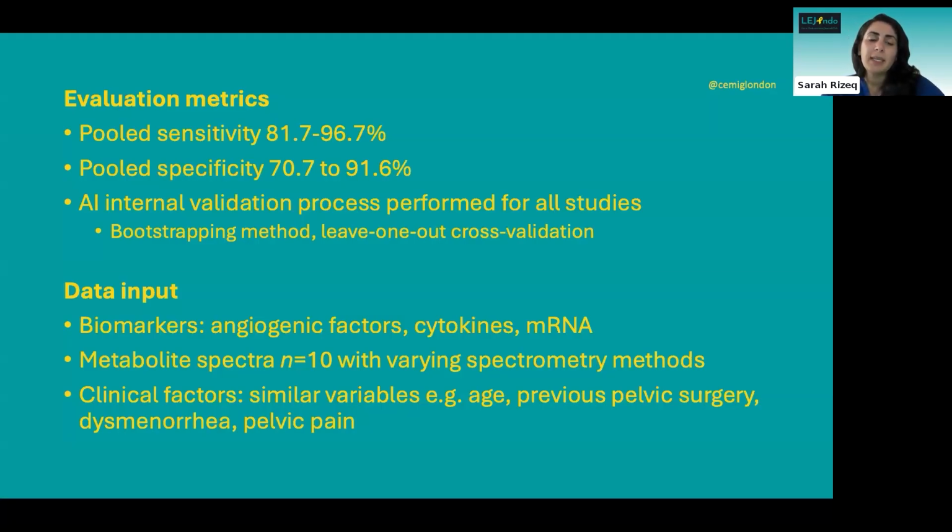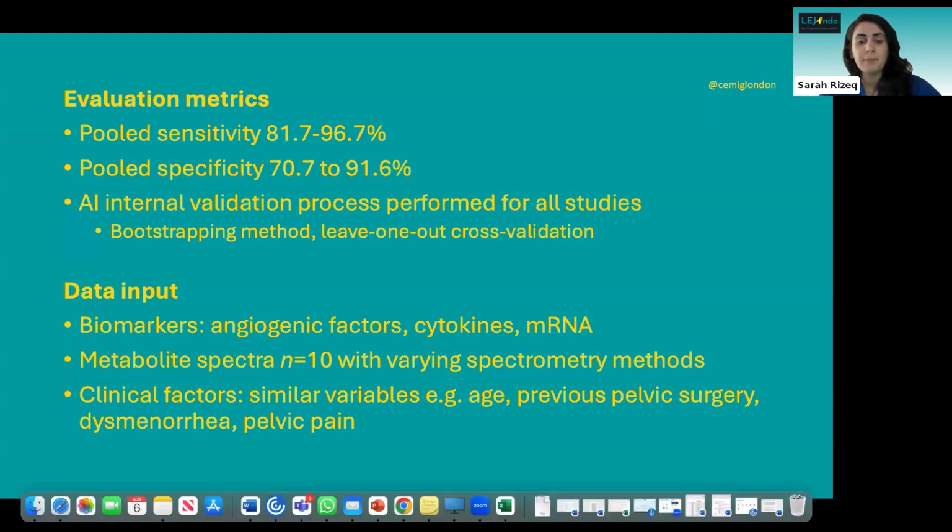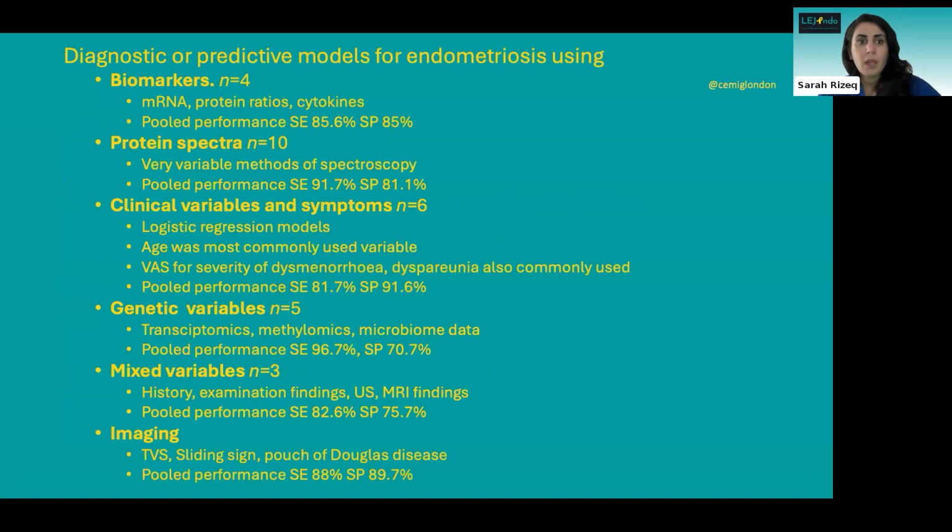And the summary they made is that there was a pooled sensitivity of 80 to 96%, so quite broad, and a pooled specificity of 70 to 91%. So again, they then made another category to try and make a comparison, and they looked at the data that was being input into the AI. If we go into the next slide. So these were the 6 categories they came up with.